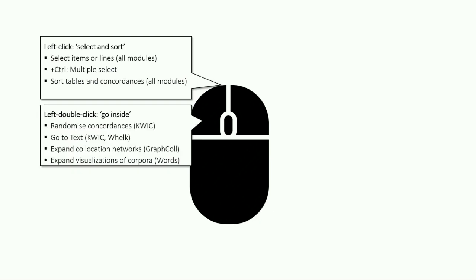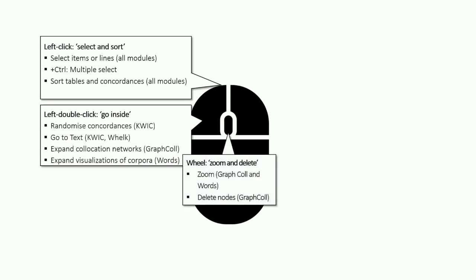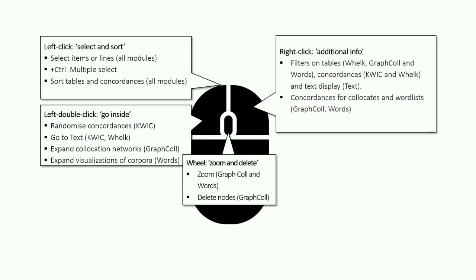Left double click means go inside. You can randomize concordances, go to text, expand collocation networks, expand visualizations of corpora. The wheel is a zoom and delete tool. You can zoom into graphics or delete nodes from graphs. The right click allows you to see additional information. It adds filters on tables and concordances. It also produces concordances for collocates and word lists.